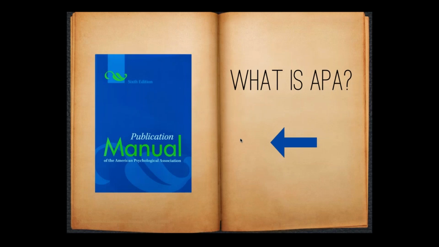All right, what is APA? APA stands for the American Psychological Association. APA style rules were created by the American Psychological Association, and they can be found in the APA manual. The manual provides guidelines for writing as well as proper documentation of sources. The first APA manual was published in 1952, and APA puts out a new manual every couple of years. We are currently following the 6th edition manual.